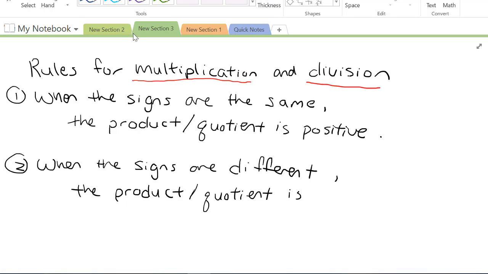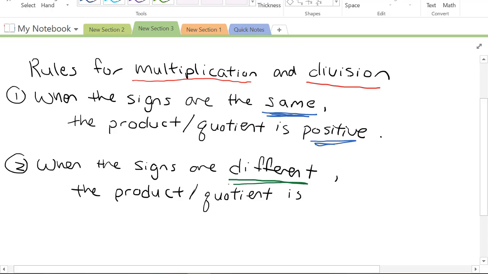And the rule is that if the signs are the same, so if the two numbers that you're multiplying or dividing have the same sign, then the answer that you're going to get is going to be positive. And if the two numbers you're multiplying or dividing have different signs, then the answer that you're going to get is going to be negative.